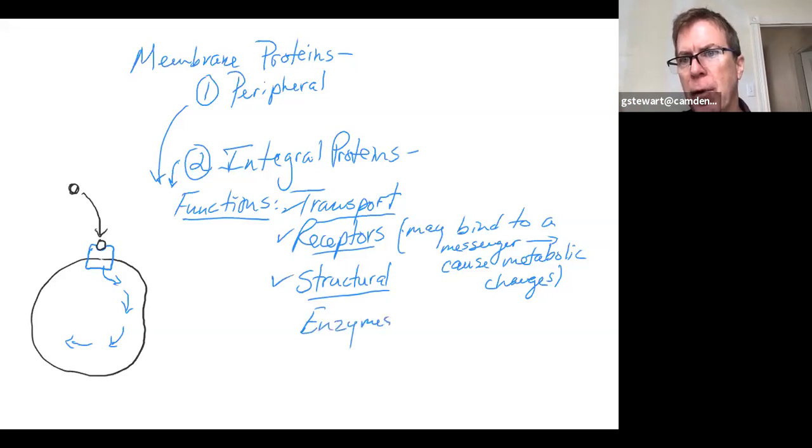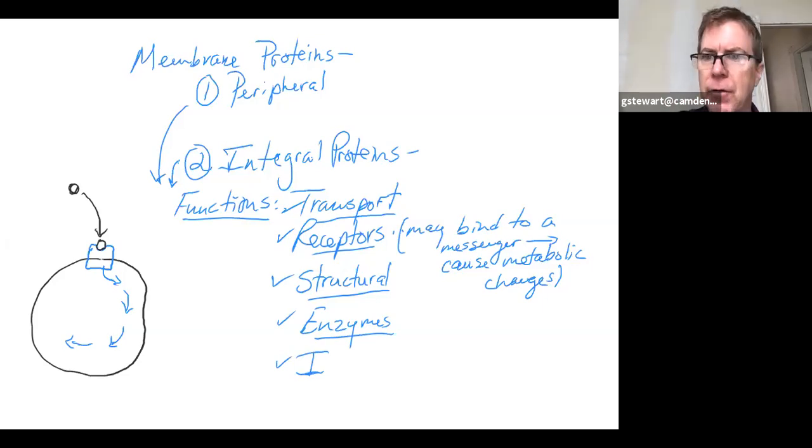Some of these plasma membrane proteins can be enzymes. We already know what those are. Those are proteins that speed up chemical reactions. And finally, they're called linkage proteins, but your book uses the word intercellular joining. So I'll write that out.